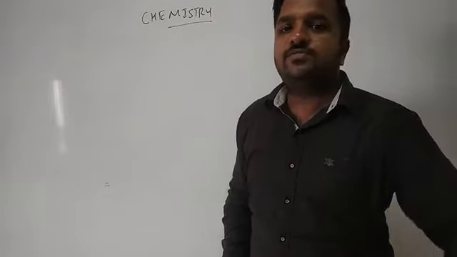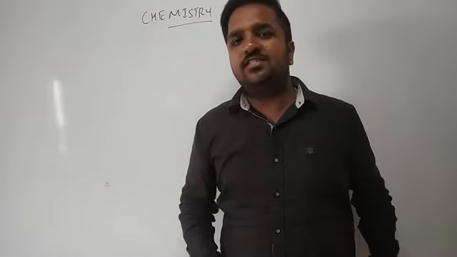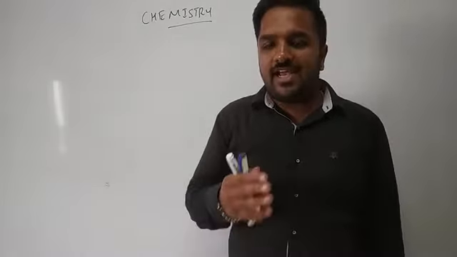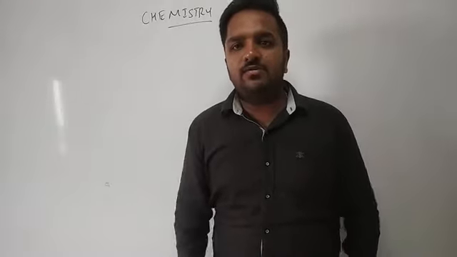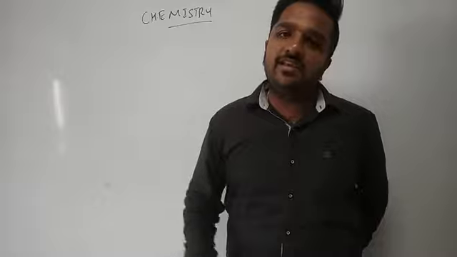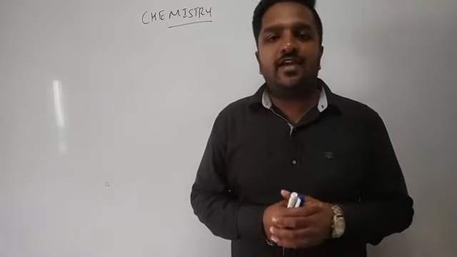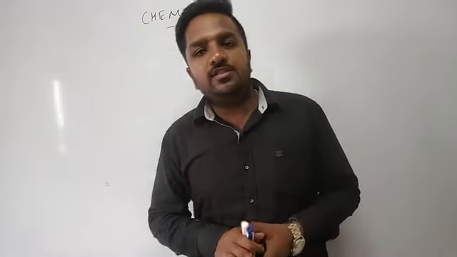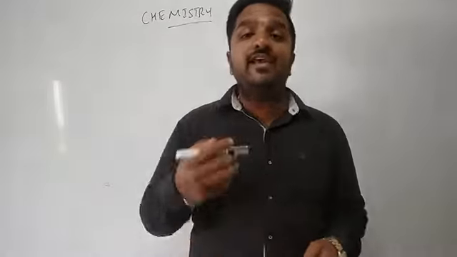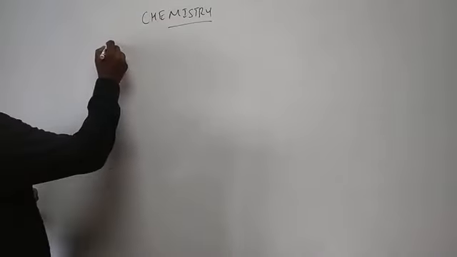So in our previous video we talked about the ionization enthalpy or ionization energy, that is the energy required to remove the outermost electron from a neutral gaseous atom. We call it ionization enthalpy, and we also discussed the variation of ionization enthalpy along the period and down the group. So in this video, let us talk about the next physical property, that is electron gain enthalpy.